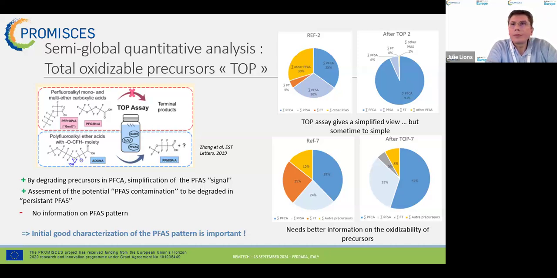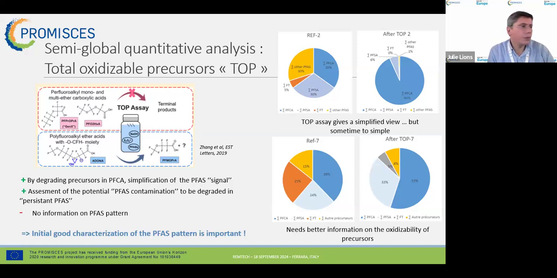Then we simplified the matrix, and then we can, using targeted analysis, more regular methods, quantify these terminal products. And you can see on this slide, on the top part, on the left, you have a targeted analysis with 56 PFAS, where we can see that we have different types of PFAS. And after the TOP assay, we have simplified the matrix, and then we have reduced the number of groups.